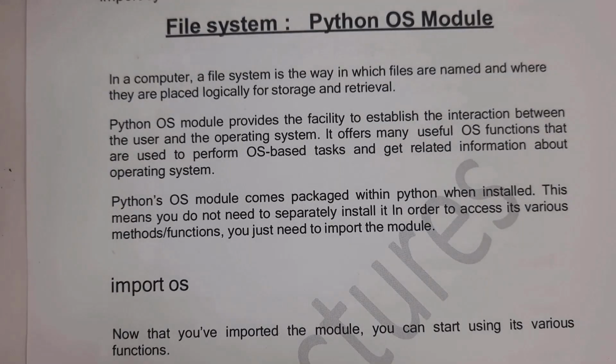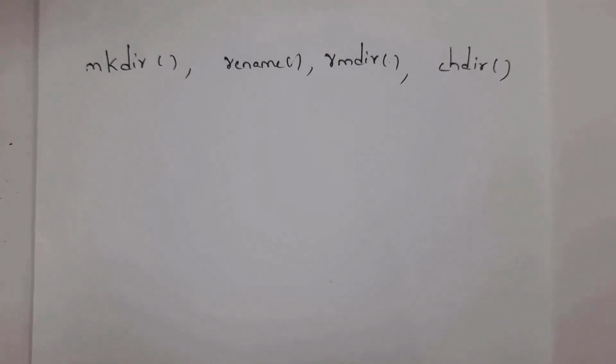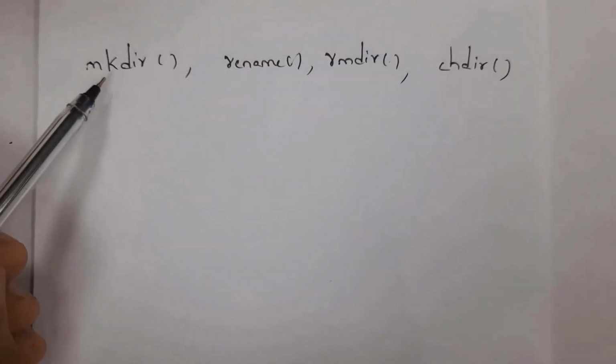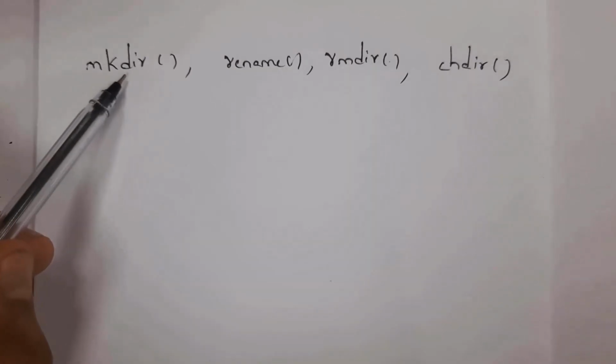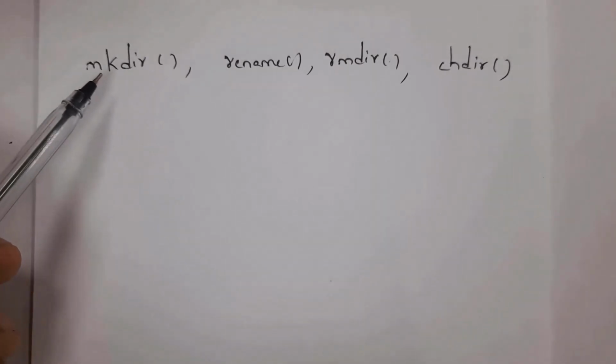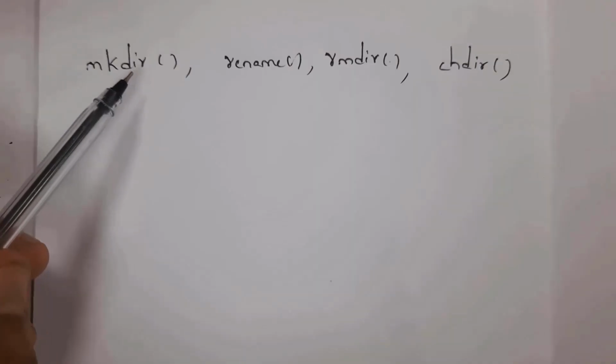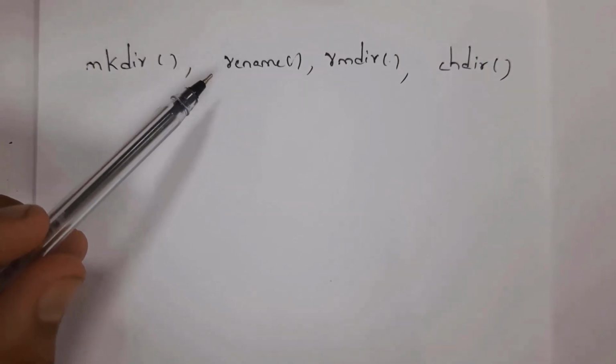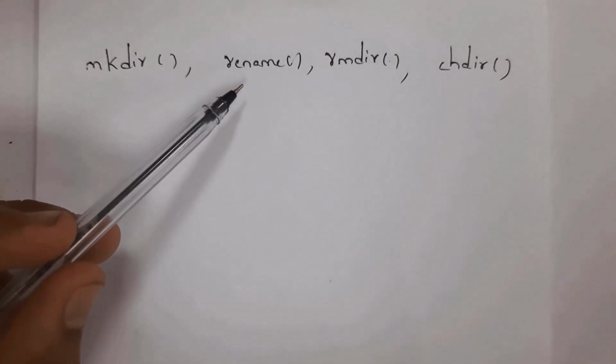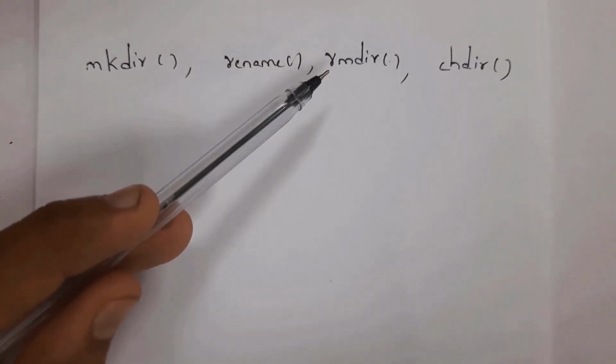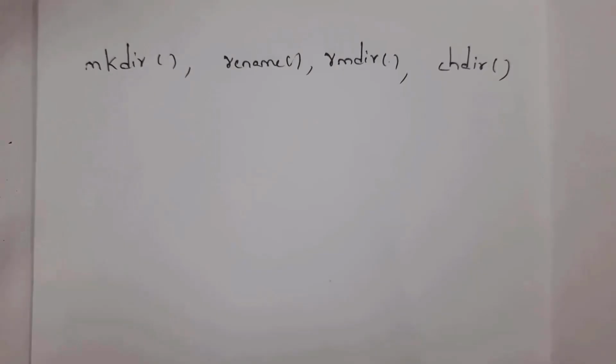I'll give an example. Guys, these are various types of functions that are available in the OS module. First one is mkdir, that is nothing but make directory. Directory is nothing but folder. So in order to create a folder, we need to use the mkdir function. And next one is rename. In order to rename your folder, you need to use the rename function. And rmdir, that is nothing but remove directory. In order to remove your folder, you need to use rmdir.